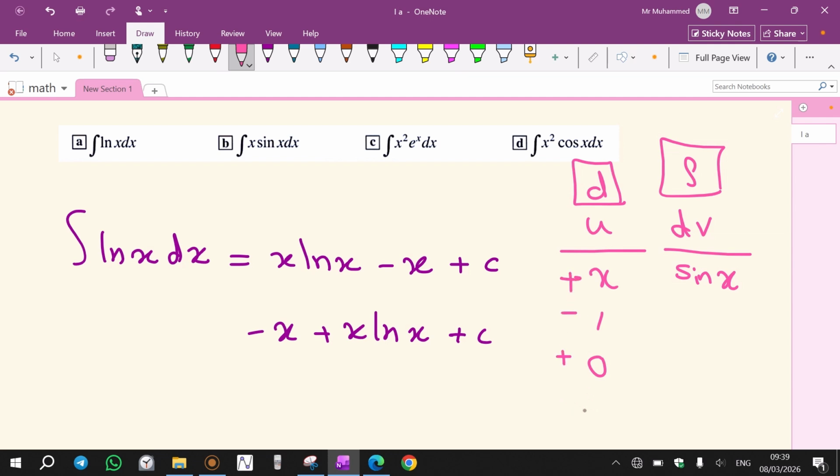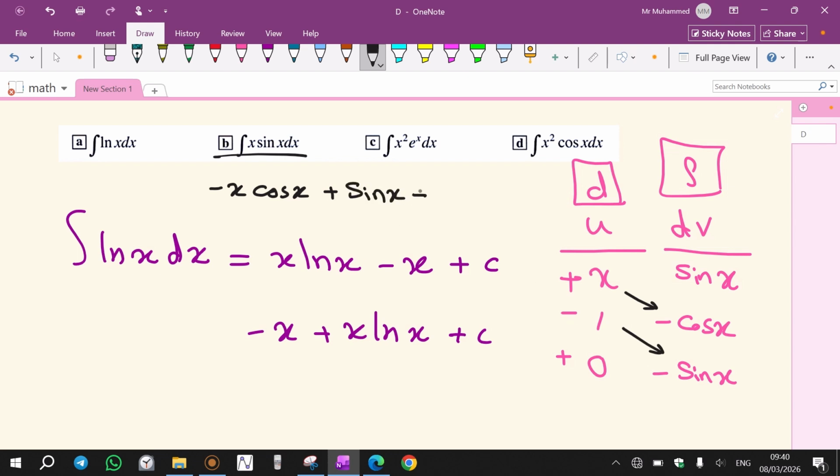And if we have more terms, minus, it's by turn. Integral of sine is negative cosine. Integral of negative cosine is negative sine. Now multiply diagonally. The result of this integral, part b, is going to be negative x cosine x, minus will be plus sine x, plus c.